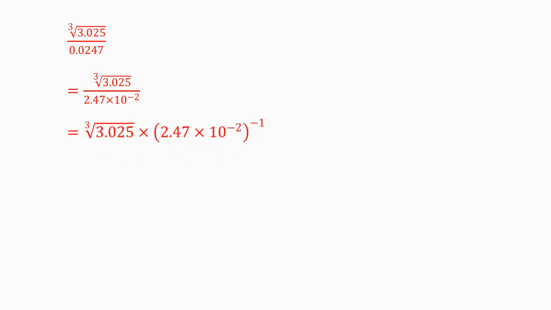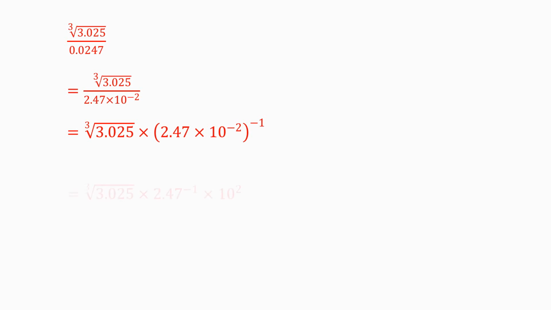So looking at the mathematical tables, we are only provided with the reciprocals of numbers written in their standard form. And so we have to rewrite 0.0247 into its standard form, which is 2.47 times 10 raised to power negative 2. Then this can also be written as the cube root of 3.025 times 2.47 times 10 raised to power negative 2 raised to power negative 1.